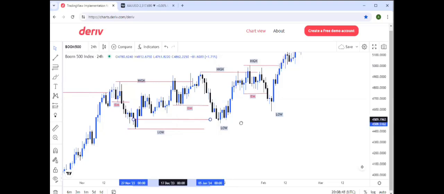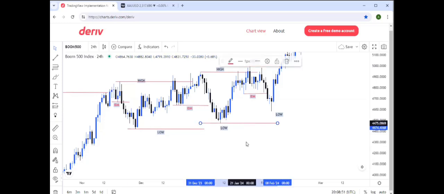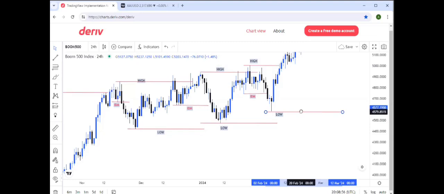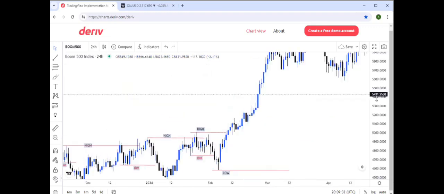So we have this low. We have this low. This is a low because price has pushed above it. All right. So where next is our inducement?